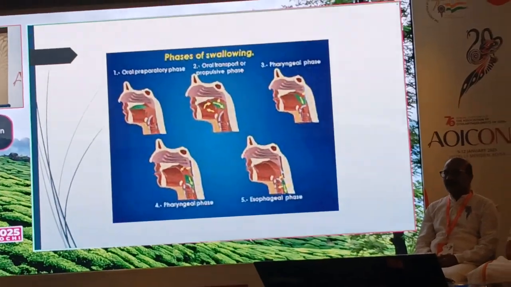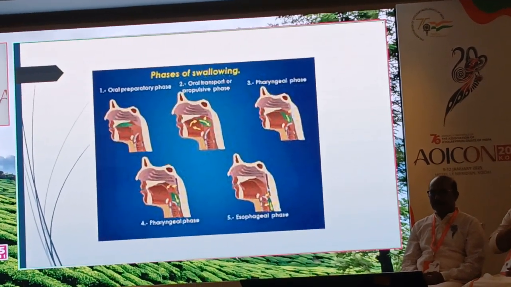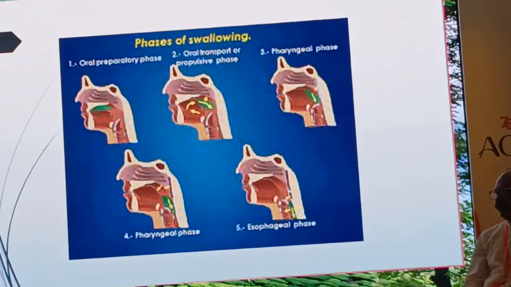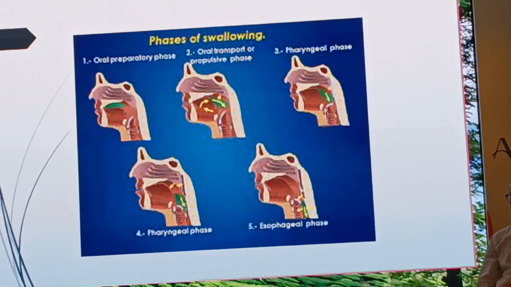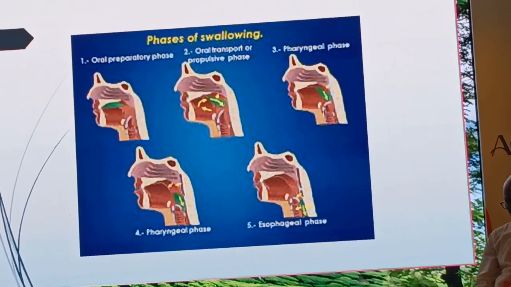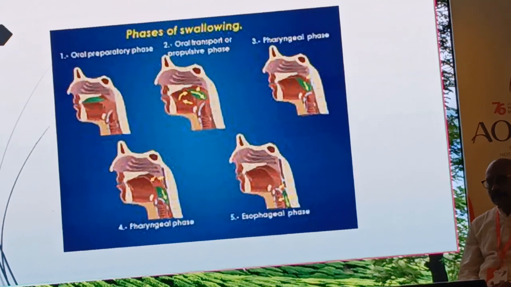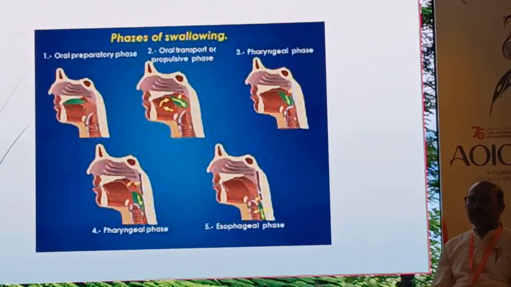We all know that swallowing is comprised of three phases. While this is for the purpose of simplification of the act of swallowing, the oral preparatory phase and the oral transport phase, which are combined as the oral phase, the pharyngeal phase, and the esophageal phase. Now, dysphagia can occur or afflict any of these phases of swallowing.